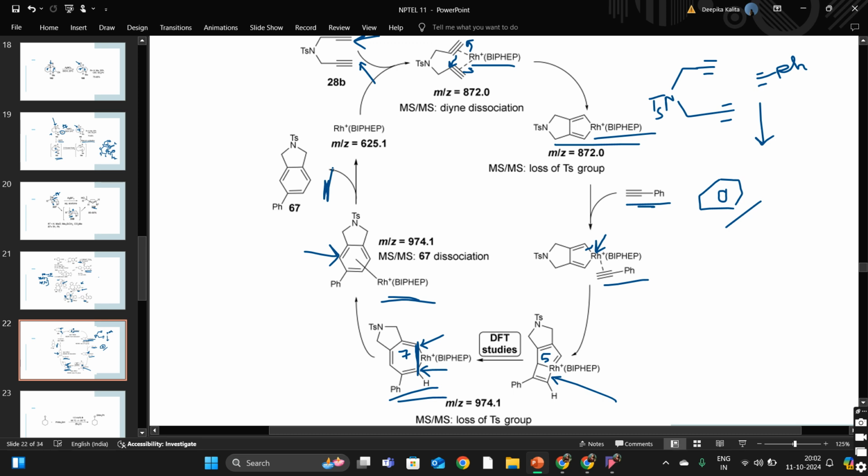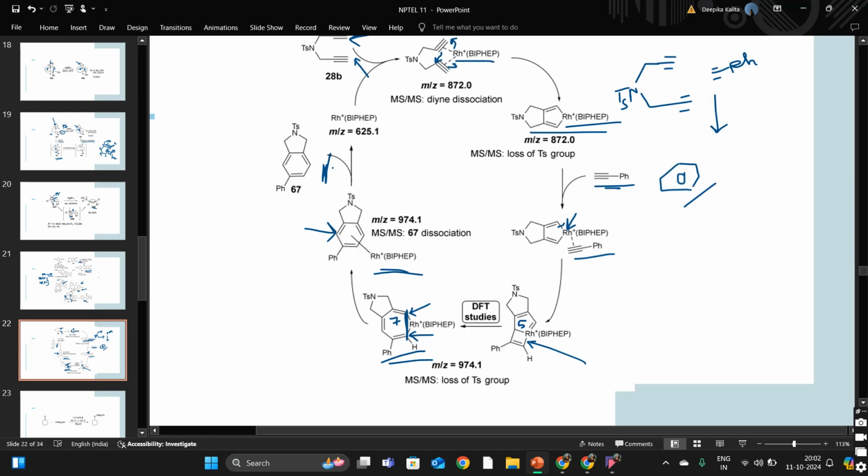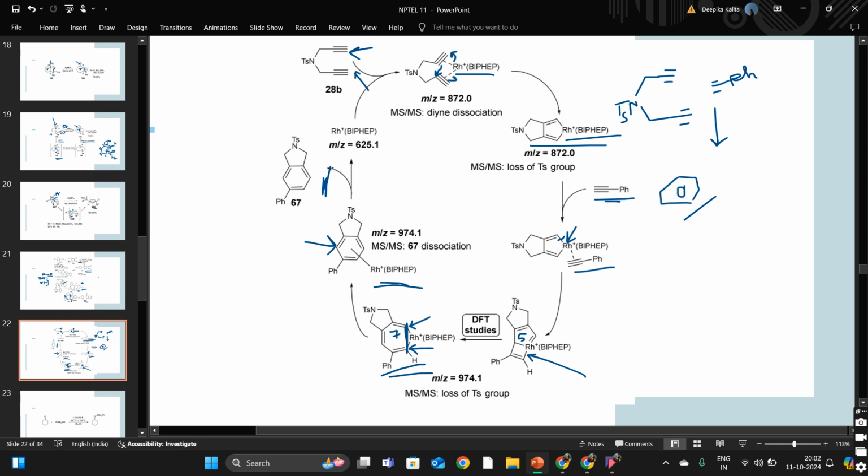Okay, so the coordination, oxidative addition, and reductive elimination, all these steps you have already come across in various coupling reactions. Okay, so this is how using rhodium catalyst we can make highly functionalized aryl rings. Okay.